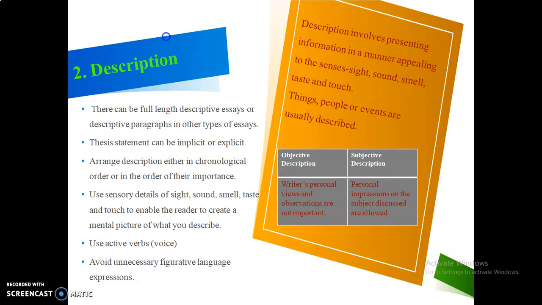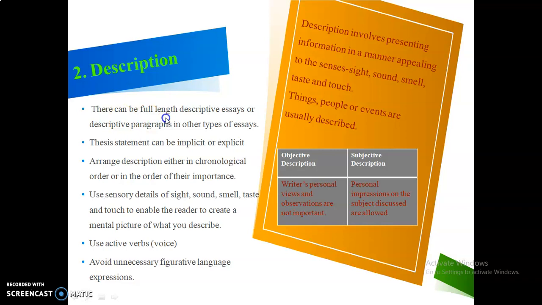There are two types of description: objective description and subjective description. In objective description, the writer's personal views and observations are not important, whereas in subjective description, personal impressions on the subject discussed are allowed. Okay, the writer's personal opinion about the subject which is discussed is allowed in subjective description. What are the important things to be taken care of while writing a subjective descriptive essay?